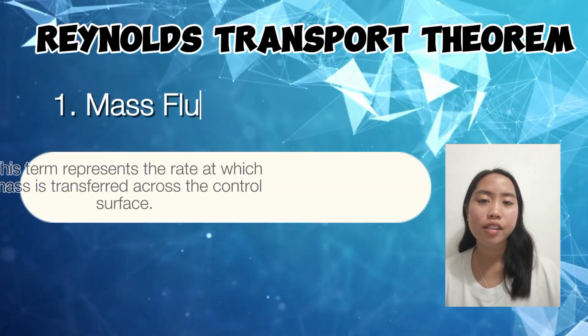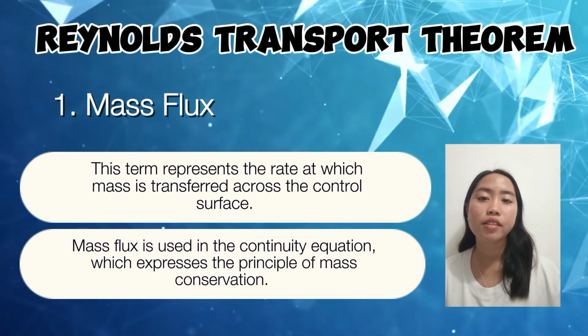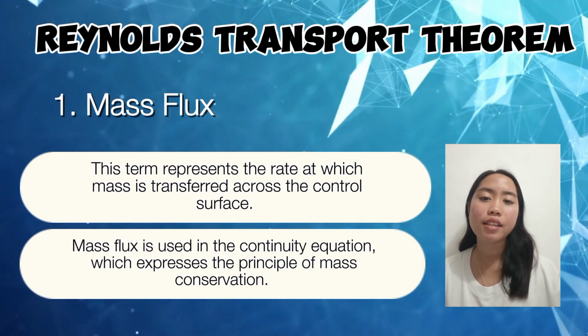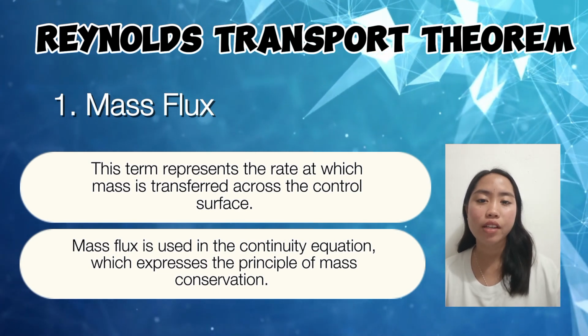First type of flux in Reynolds transport theorem is the mass flux. This term represents the rate at which mass is transferred across the control surface. Mass flux is used in the continuity equation, which expresses the principle of mass conservation.